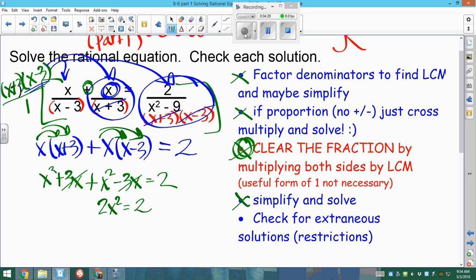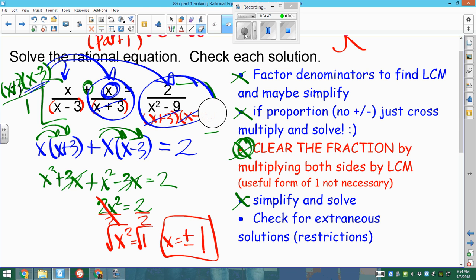That is a quadratic equation, so we might have to use some quadratic solving ideas today. This is just an x squared and a number, so I'm going to divide by 2. I get x squared equals 1, and I'll finish that out with a square root. There are 2 solutions to that, positive and negative 1.